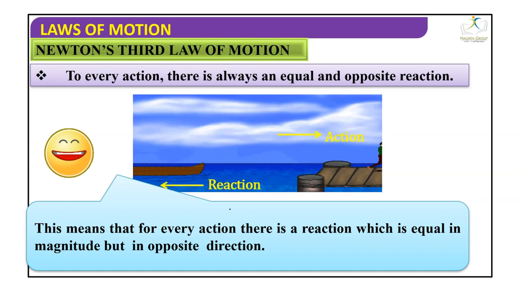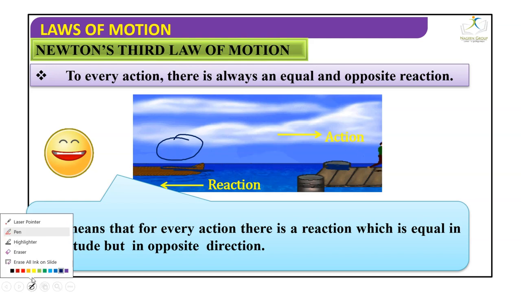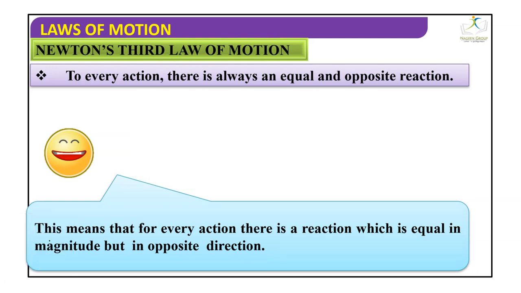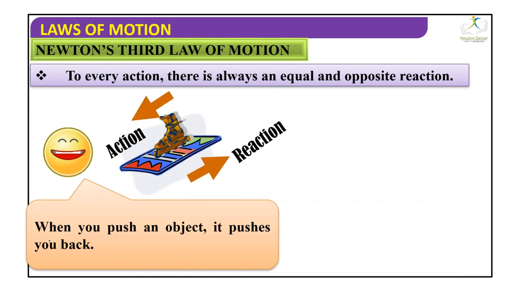As you can see in this diagram, a person running on the boat can jump easily from this platform, but the boat does a reaction backward. So the person is different and the boat is different. Both things are different, not the same. Again, I want to repeat my statement: Newton's third law is applicable for different bodies, not a single body. When you push an object, it pushes you back.